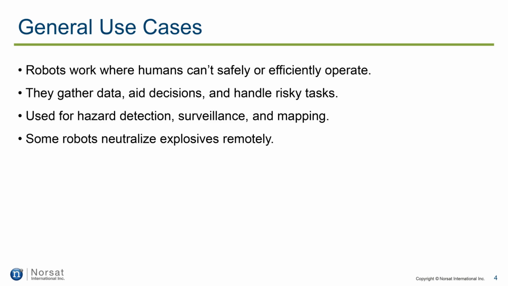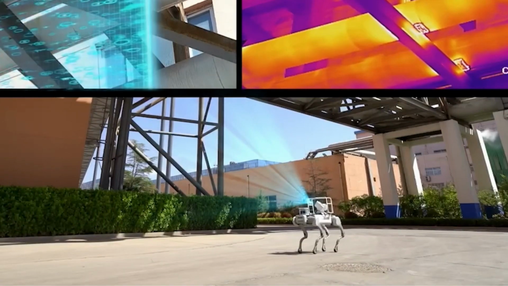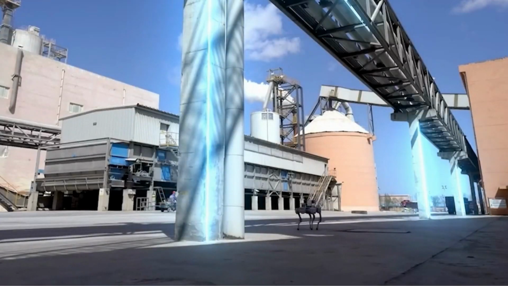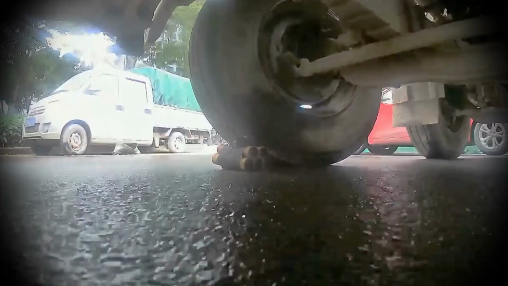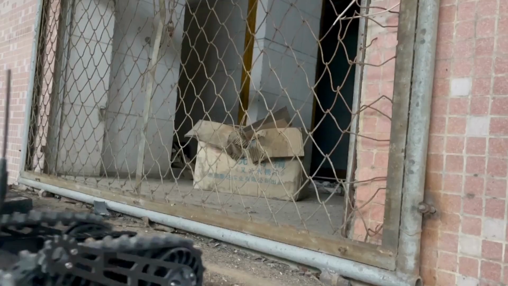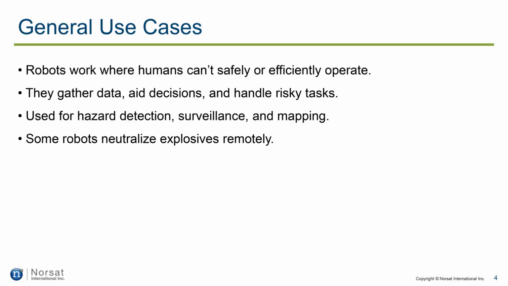Robots are becoming vital tools in places where human presence is dangerous, inefficient, or impossible. Today's platforms go beyond mobility. They gather intelligence, support decision-making, and perform high-risk tasks in real time. They're used to assess hazardous areas, conduct surveillance, stream live video and audio, and map unknown terrain. In some missions, robots even inspect or neutralize explosives, keeping people at a safe distance.